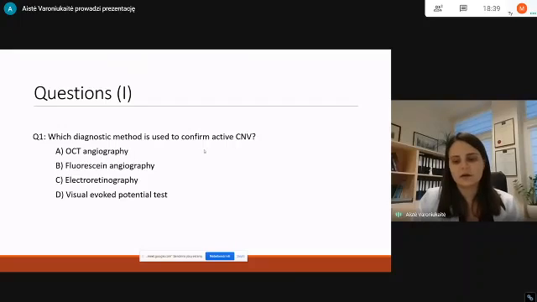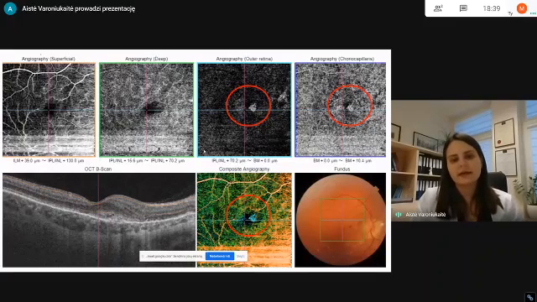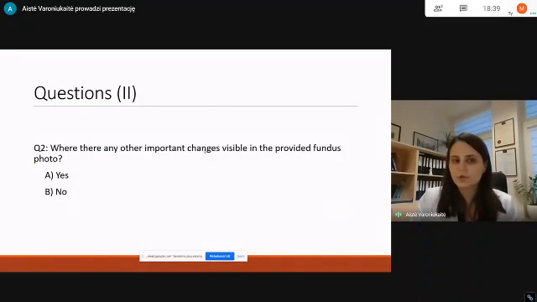You can see the options A, B, C, or D here, but I think it's quite an easy question, and the answer is OCT angiography or fluorescein angiography. In this case, active choroidal neovascularization was confirmed by OCT angiography. Another short question: were there any other important changes visible in the provided fundus photo? And if you look closely, yes, there were.